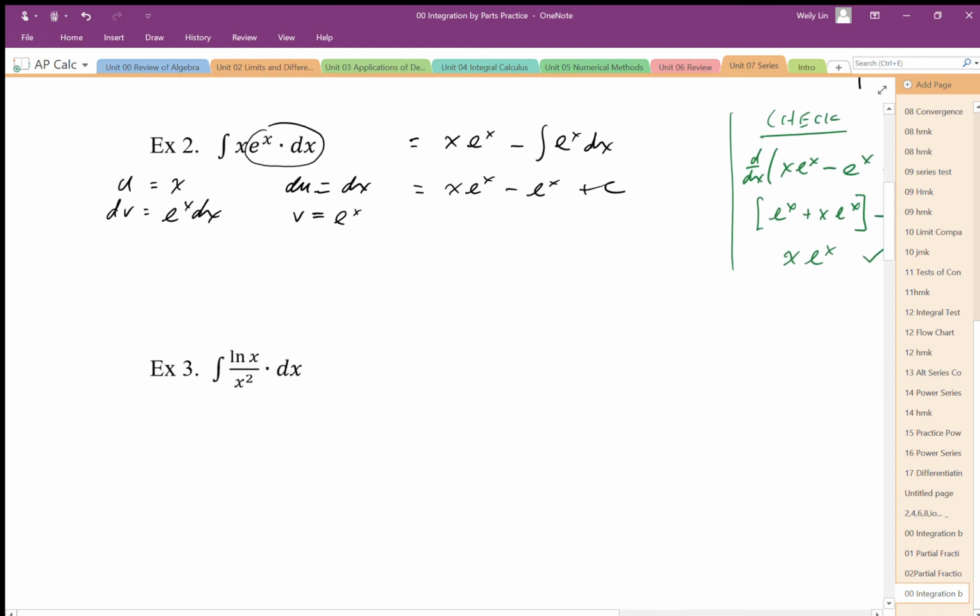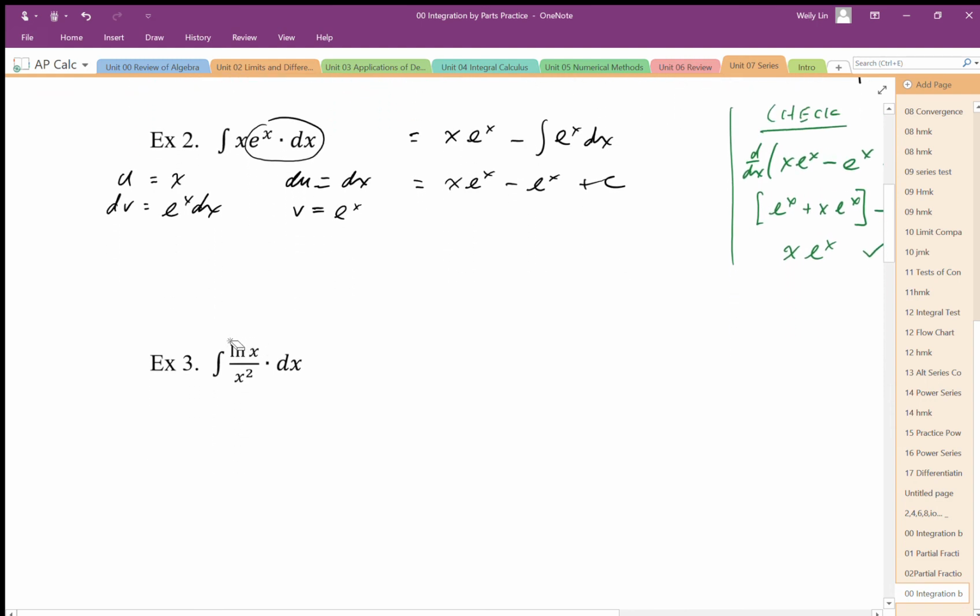Okay, so here's another one. We did ones like this before. We had log x over x, where the derivative of this was substitution, because log x, the derivative, would have taken care of that 1 over x. But this one here, that doesn't work. Okay, so we have to see if we can apply integration by parts.